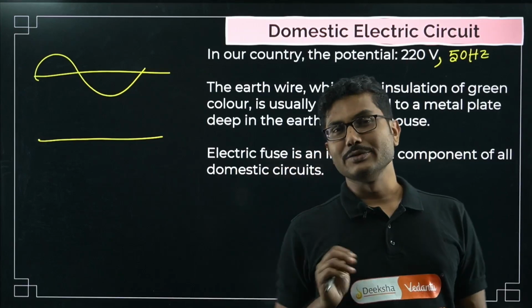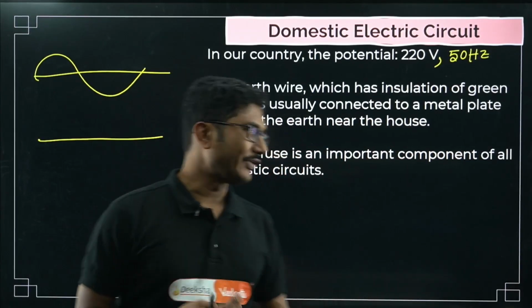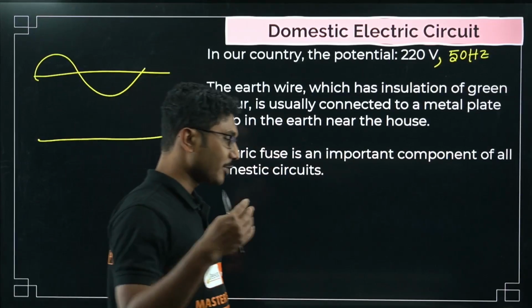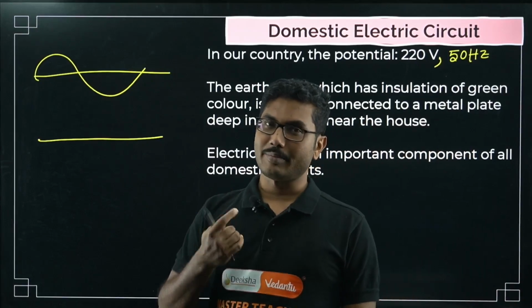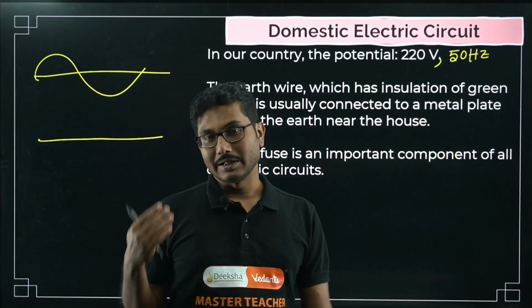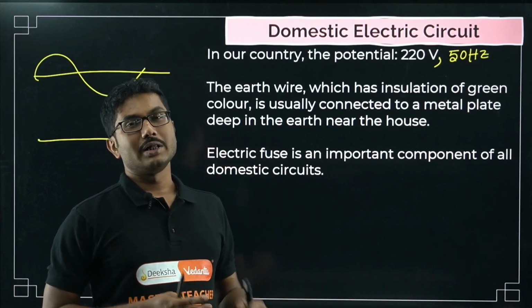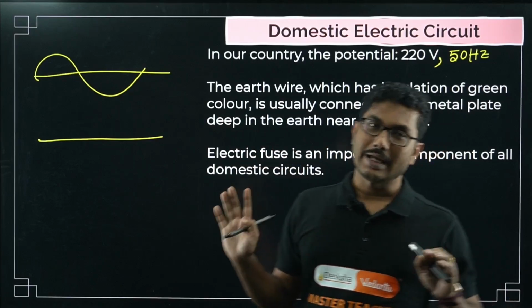Then that DC is used to charge your mobile phone, and then you are using that mobile phone. Similarly, the laptop charger also converts AC to DC, and then it charges your laptop, because all the electronics devices require DC to function.